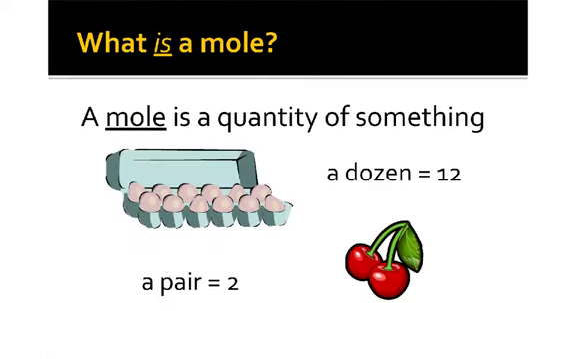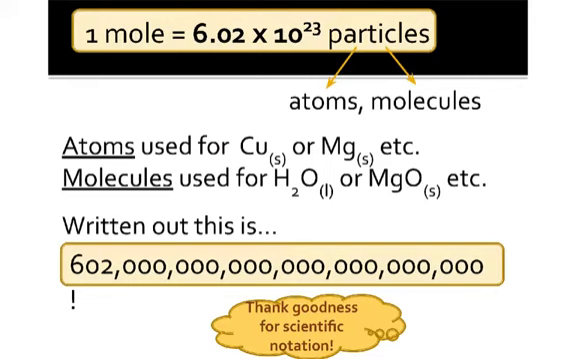The mole is actually just a quantity of something. So it's a word that means a number. Just like a dozen means 12 and a pair means 2, a mole means 6.02 times 10 to the 23rd particles. There's an experiment that was done about this, and they figured out that this is the amount of a mole of any substance on Earth. So if I had a mole of people, I would have 6.02 times 10 to the 23 people.